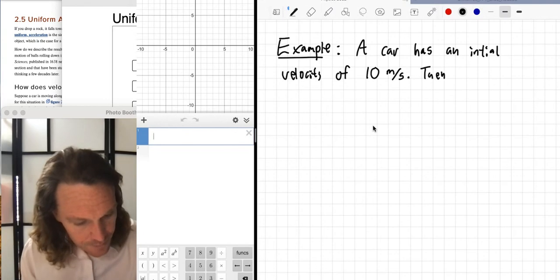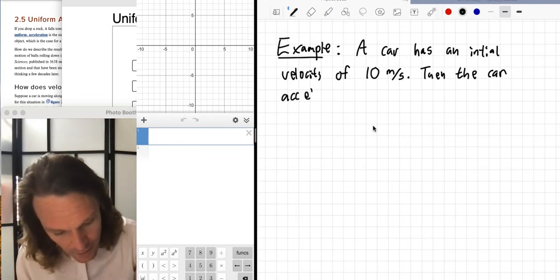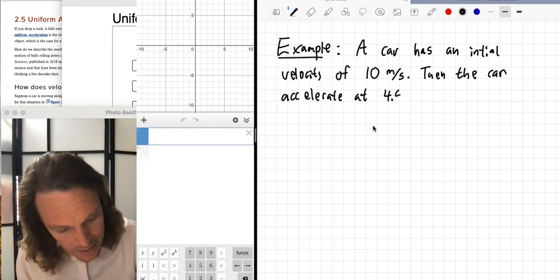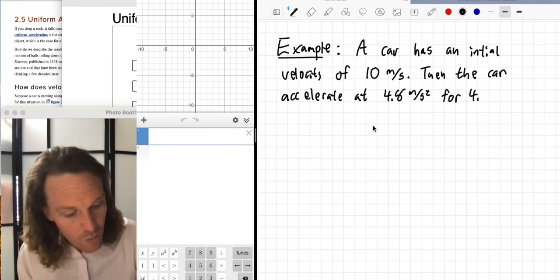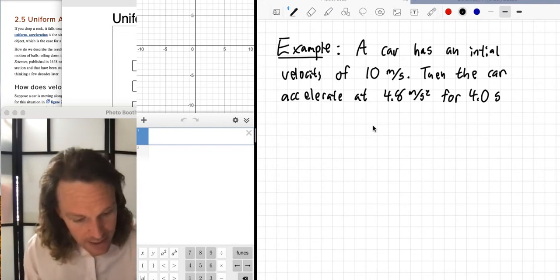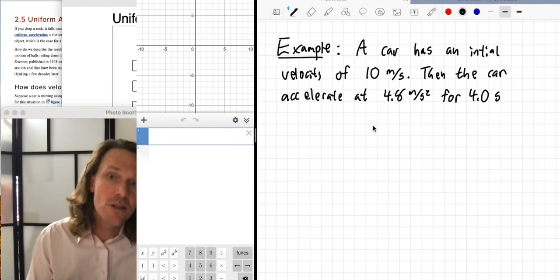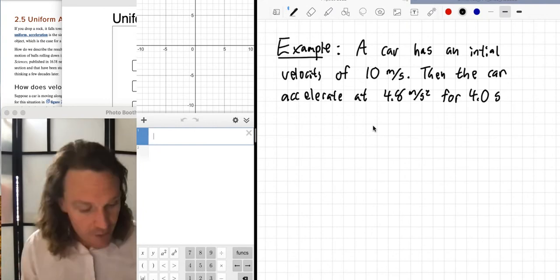Then the car, because maybe it wants to pass a truck, is going to accelerate at 4.8 meters per second squared for 4 seconds. So the car hits the gas, accelerates at a pretty big rate. This would be half of gravity, so you really feel it. You get pushed back into your seat with half your weight. That'd be a big acceleration.